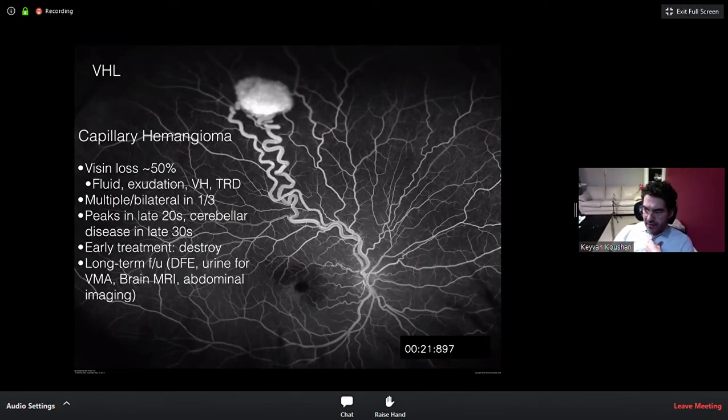And then cerebellar disease, as I said, is common. You've got to somehow ablate this lesion with laser, with vitrectomy. And then you've got to follow them again systemically. For the eye, they can have new lesions, obviously. And then VMAs for the urine, for FEO, brain MRI, abdominal imaging, because VHL is a cancer syndrome. Okay, so this is the same disease, but a different person.